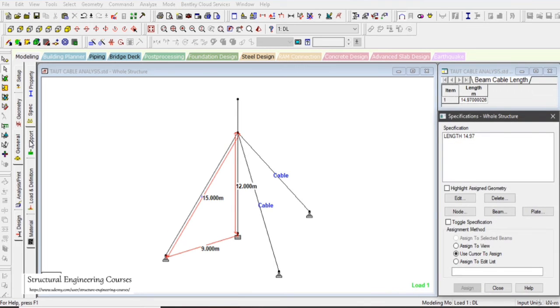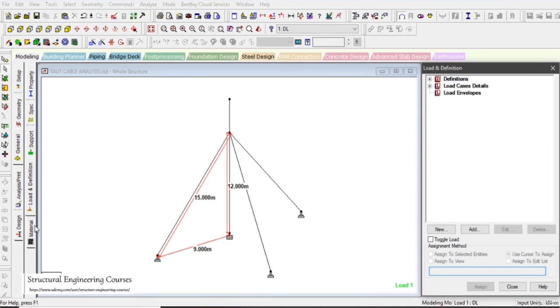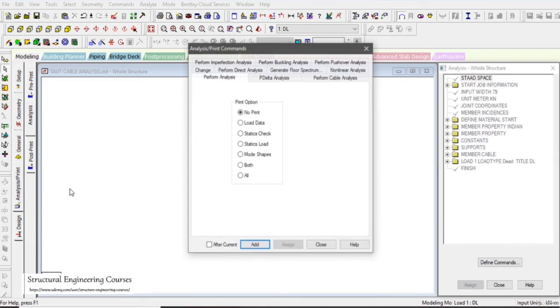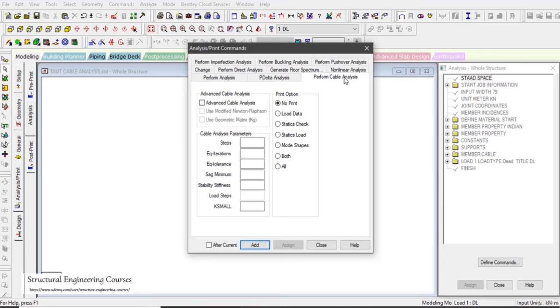After that, specifications are also assigned, supporting conditions are also assigned, loading basic is also assigned. Then we need to go to the analysis. So in analysis, there is an option called perform cable analysis. So in this lecture, we shall do only the simple cable analysis. So we shall left click on add here.